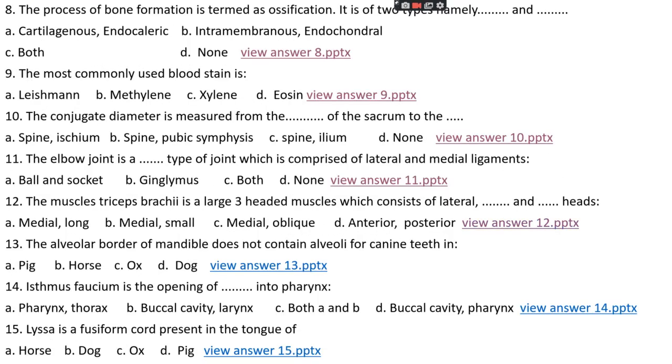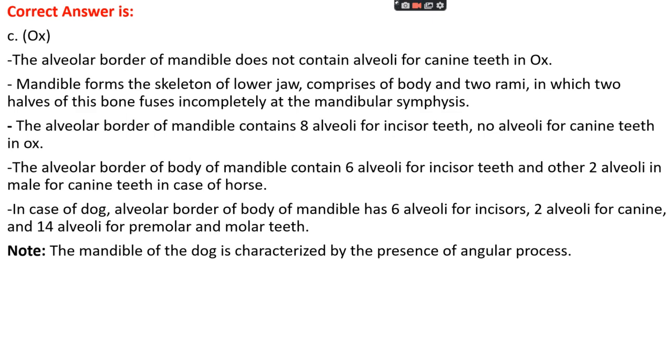Okay. Question number 13. The alveolar border of the mandible does not contain alveoli for canine teeth in: option A, pig; option B, horse; option C, ox; option D, dog. The right answer is option C, that is ox. The alveolar border of the mandible does not contain alveoli for canine teeth in case of ox.